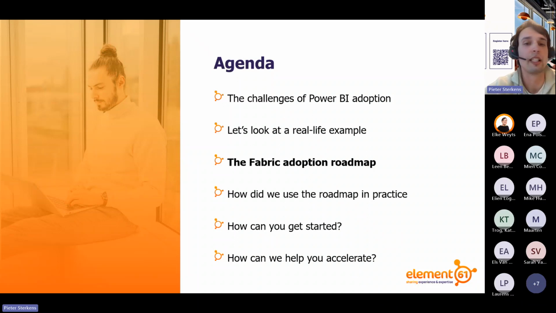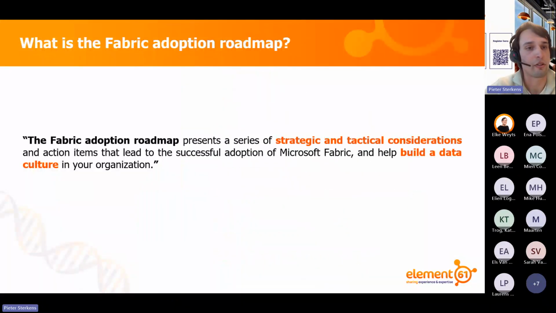There's multiple ways, and it's really depending on your organization, your situation, and your way of working. And so Microsoft also saw this, and based on their experience with multiple customers and projects that they are working on, they bundled what they saw into a set of guidelines called the Fabric Roadmap to Adoption. And these guidelines are basically a series of strategic and tactical action points that lead to a successful adoption, with the goal of building a data culture, becoming more data-driven.